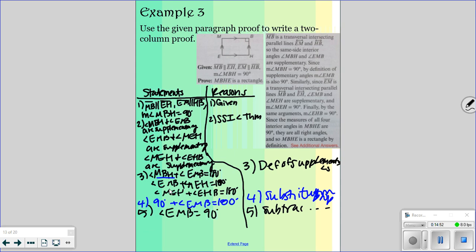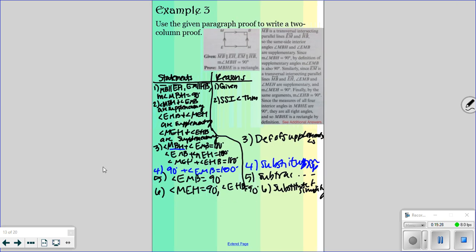And then if EMB equals 90, then this one also has to equal 90. And if this one equals 90, then that one also has to equal 90. So the book did it like this. Angle MEH equals 90 and angle EHB equals 90. And they just said substitute and simplify for the reasoning, rather than going through and making 4 more steps here. They just made 1. So from there, we now know that all 4 angles are right angles. And the reason would just be the definition of right angles. And so that means that it's a rectangle.